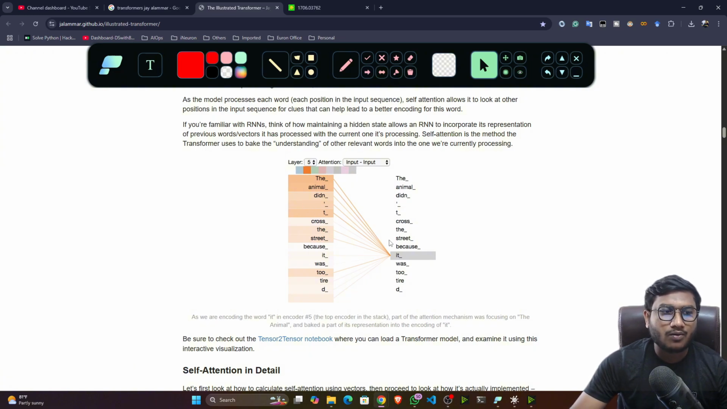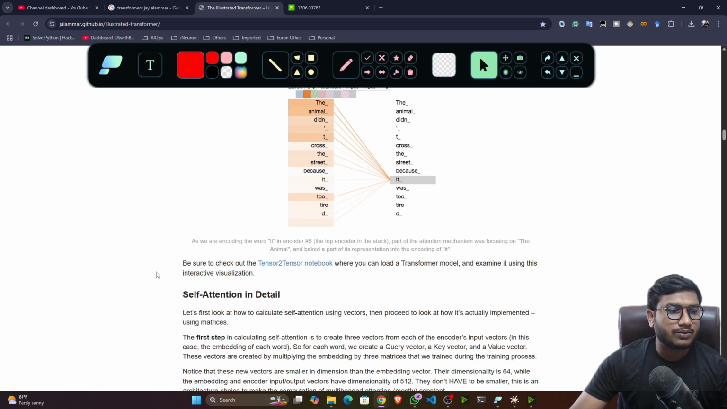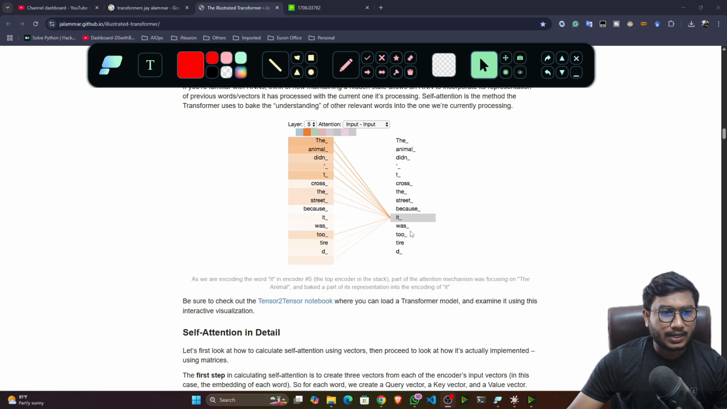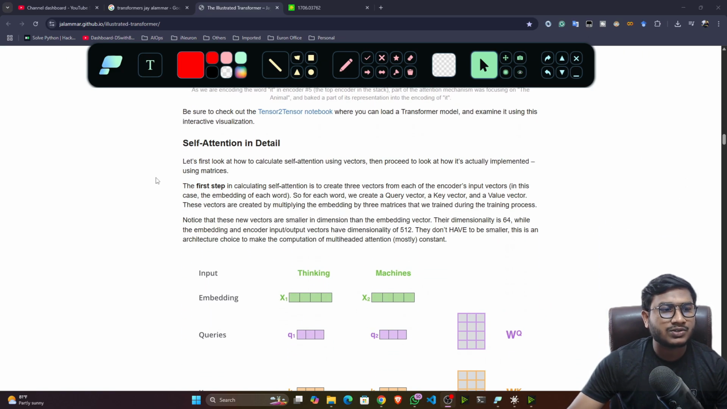Okay, we'll try to understand how it is giving this particular word attention. Now you can see some of the words are getting very little attention, because the line is not visible properly. Now you can see self attention in detail.